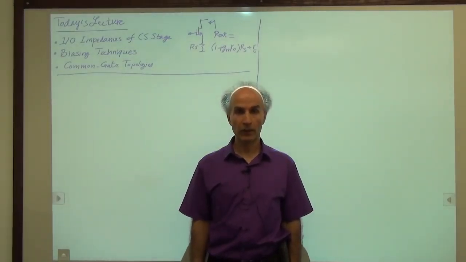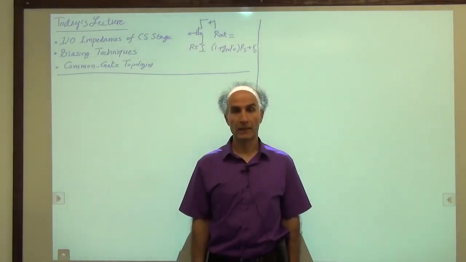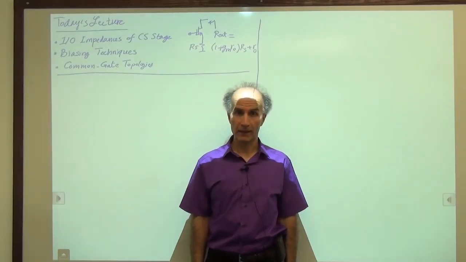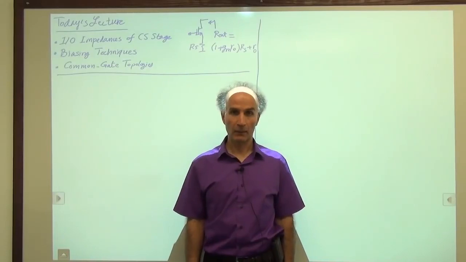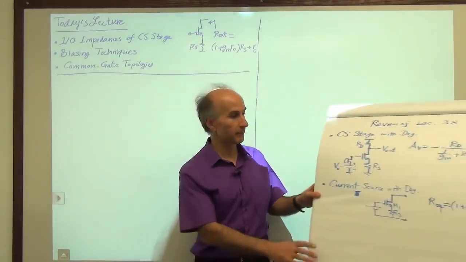Today we will talk a little more about the common source stage with degeneration and its input and output properties. Then we'll go to some biasing techniques and another interesting circuit topology. Before we go there, let's just refresh our memory about what we covered last time.